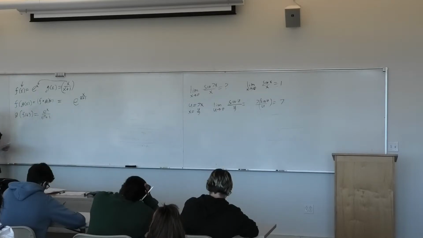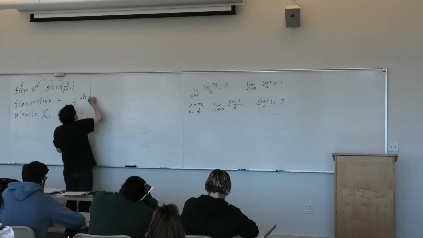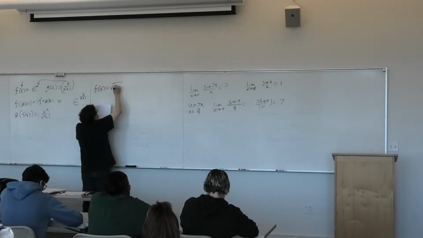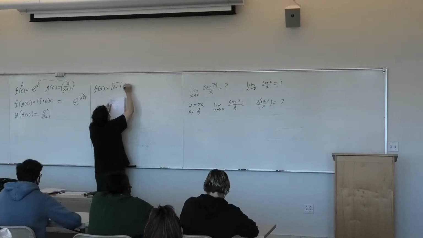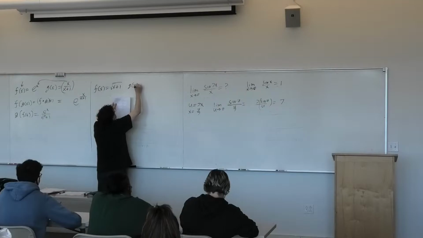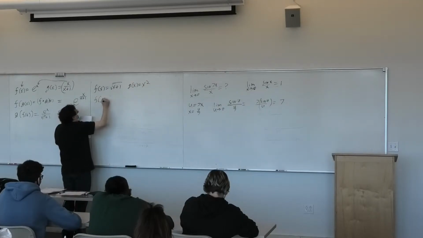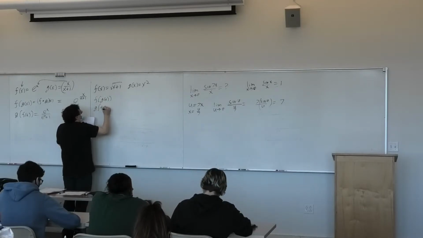All right. Why don't you all take a minute? I hope you have some scrap paper around. Let f of x equal the square root of x plus 1, and g of x equal x squared. Let's find both of these, f of g of x and g of f of x.